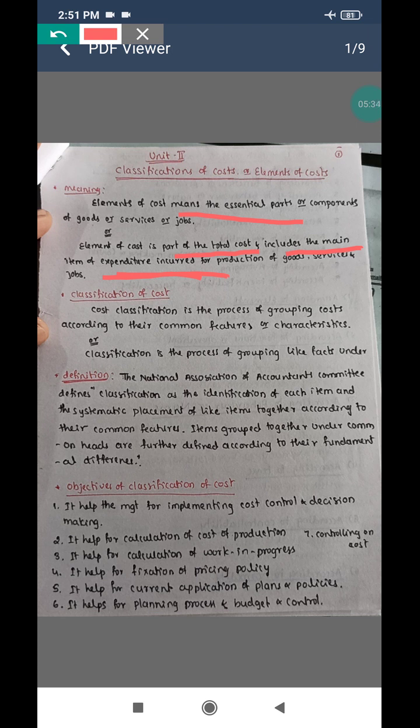It may be produced from goods, it may be produced from services, or maybe it is produced from different jobs. Okay, so that is what we can call an element of cost.